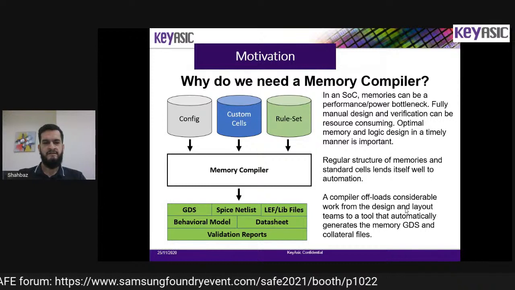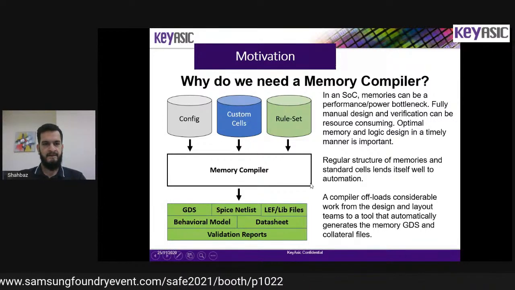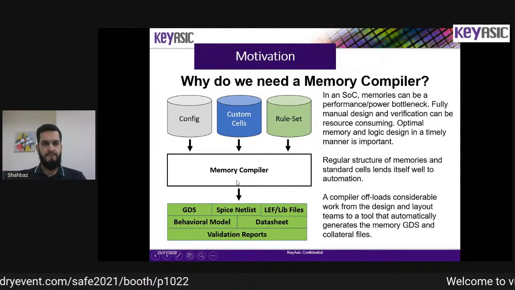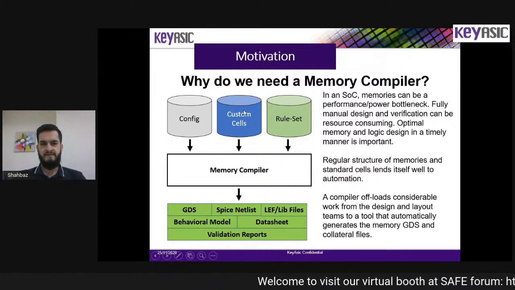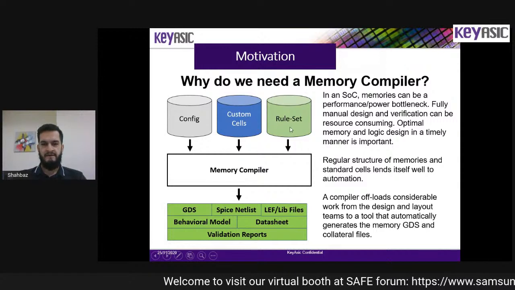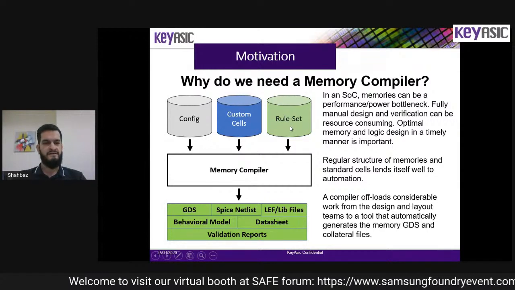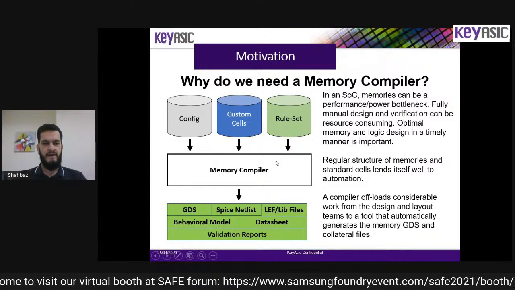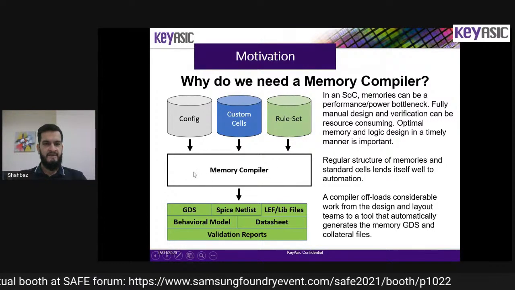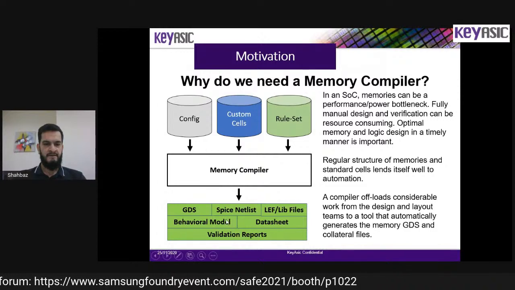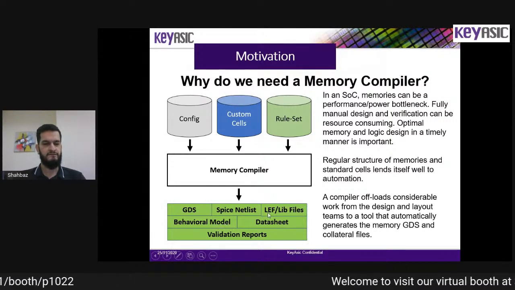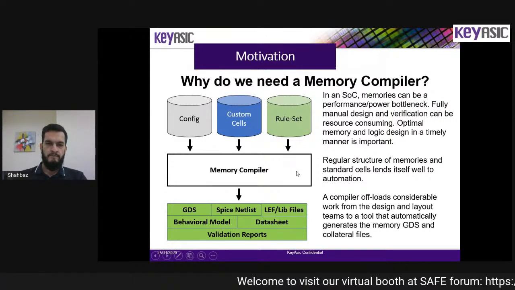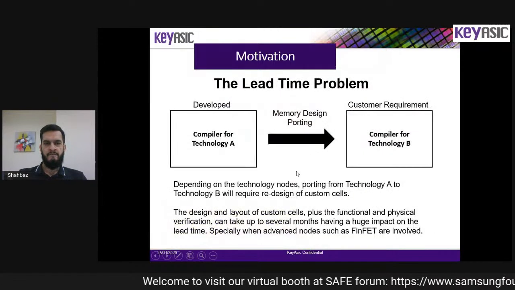So as you can see here on the left side, it's the typical framework for a memory compiler. We have a configuration input, some custom cells drawn by hand, and a set of rules which come with the technology. Right, with these inputs, the memory compiler basically produces these files such as the GDS, netlist, and other collateral files such as the behavioral model, datasheet, and so on. Right, so moving on.